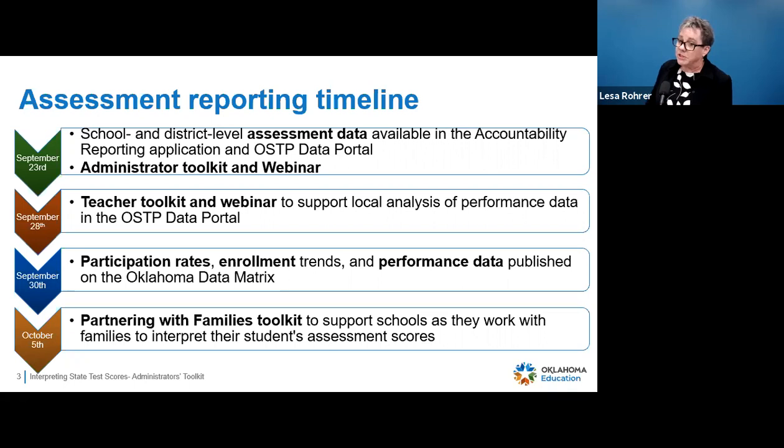On the 30th, participation rates, enrollment trends, and performance data are published on the Oklahoma Data Matrix, which is found at oklaschools.com. Notice that those three are in combination together: participation rates, the enrollment trends, and the performance data. And we're going to talk about why we're publishing it that way as we move forward. Finally, on October 5th, we're going to be putting together Partnering with Families Toolkit. We'll be inviting some educators in to talk about how they can use the supports in the Oklahoma Parent Portal and also in the paper reports that you'll be receiving later this fall, so that you can work with families to interpret test scores there as well.